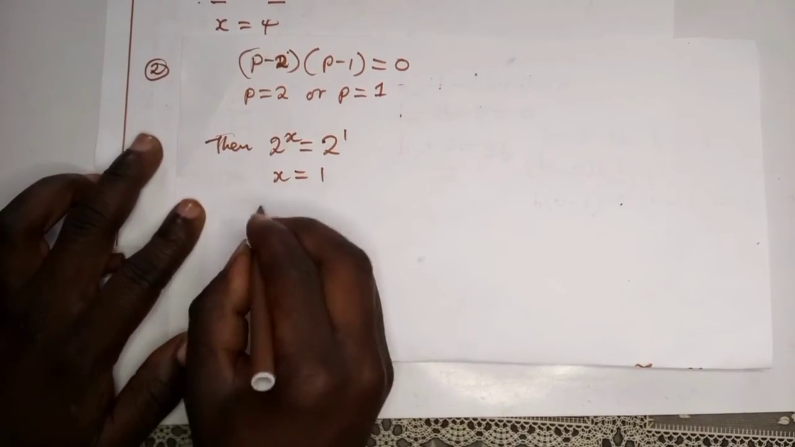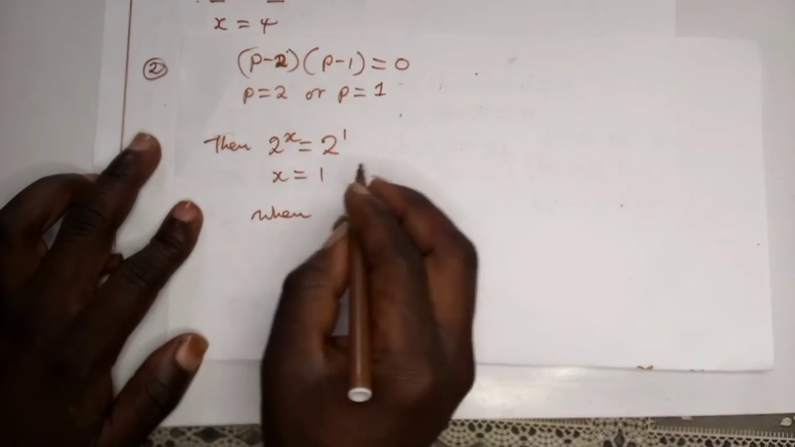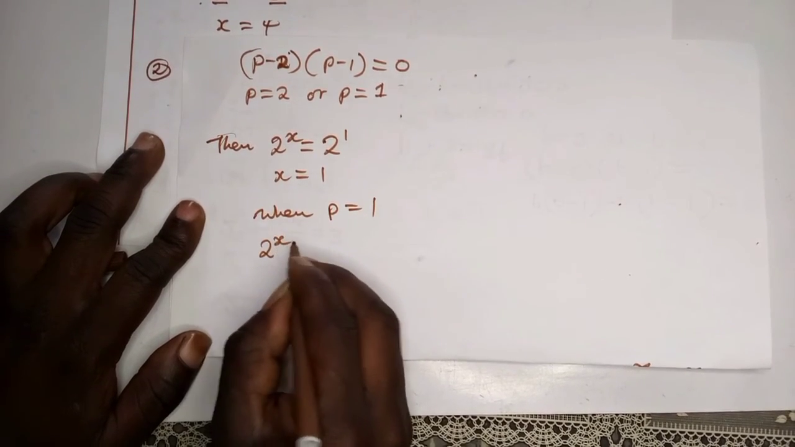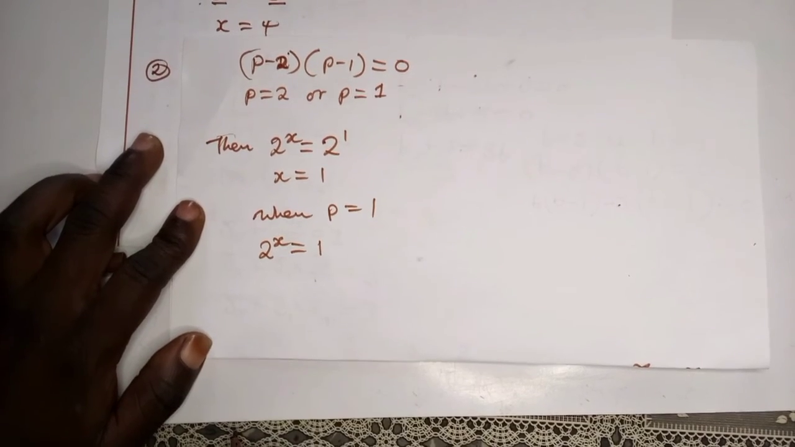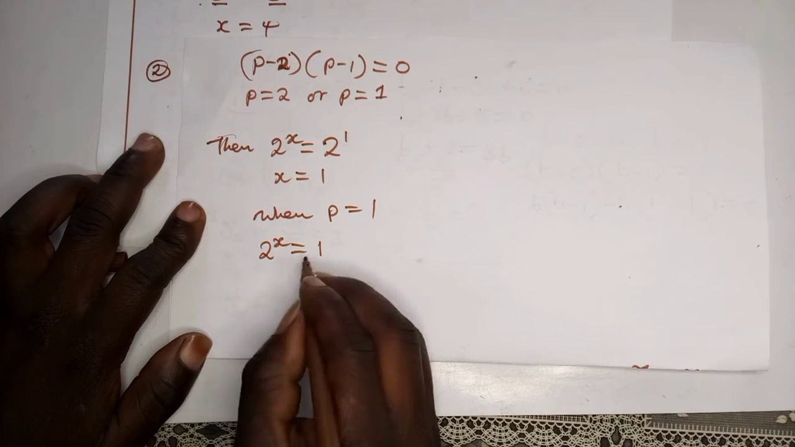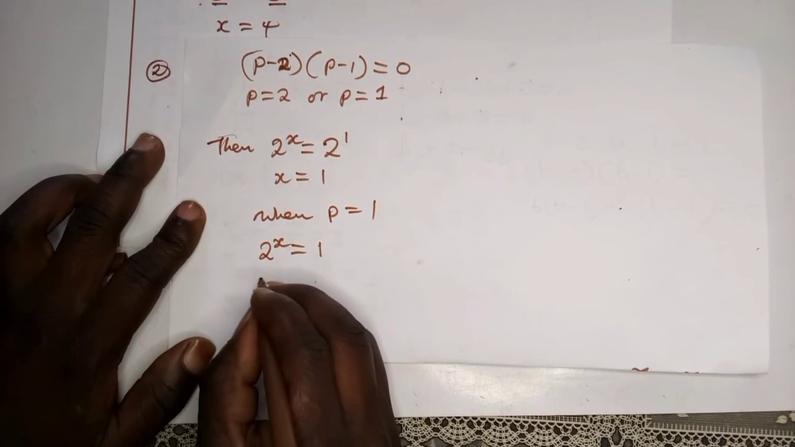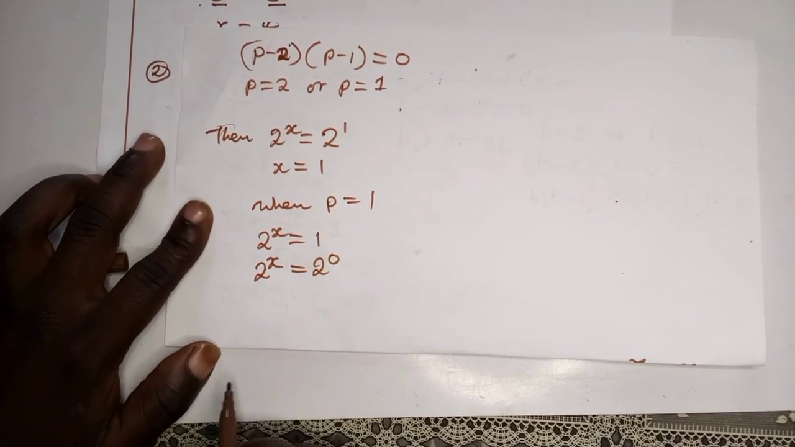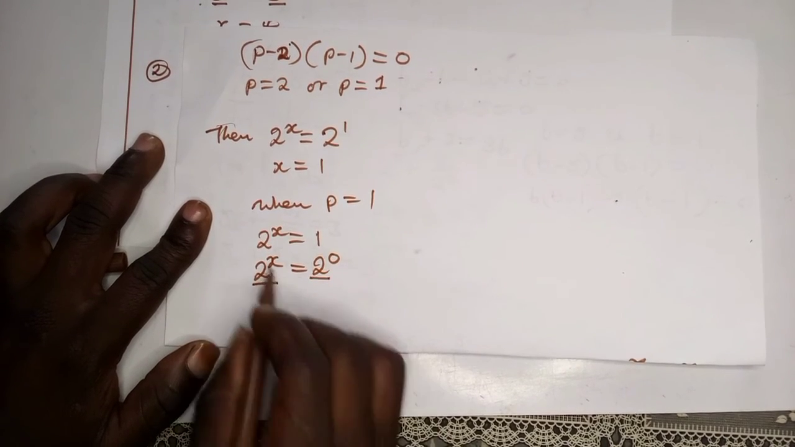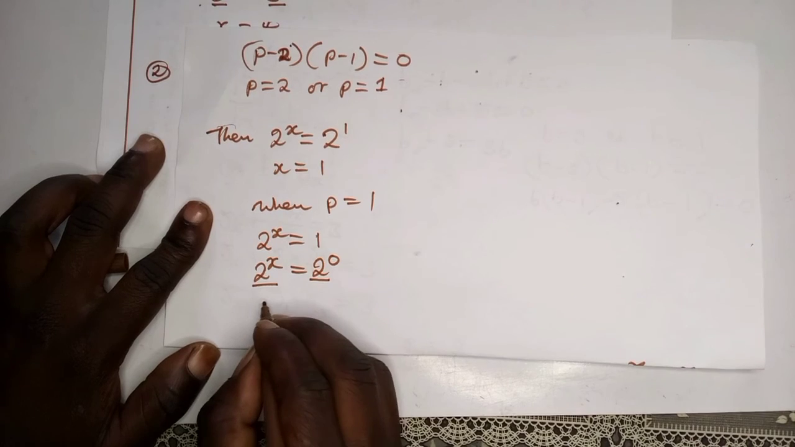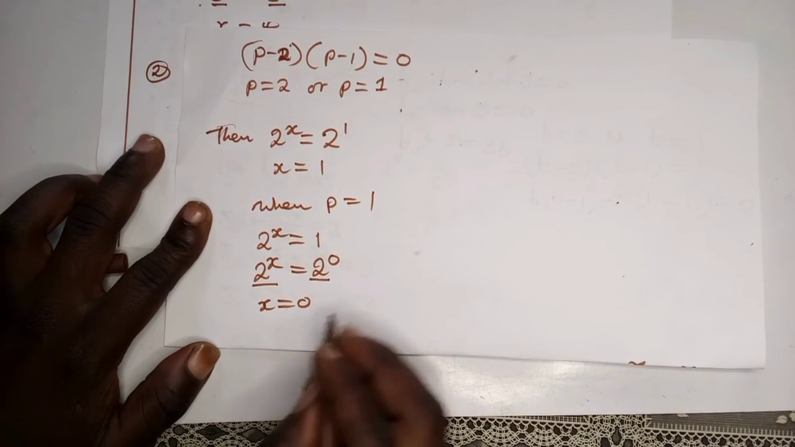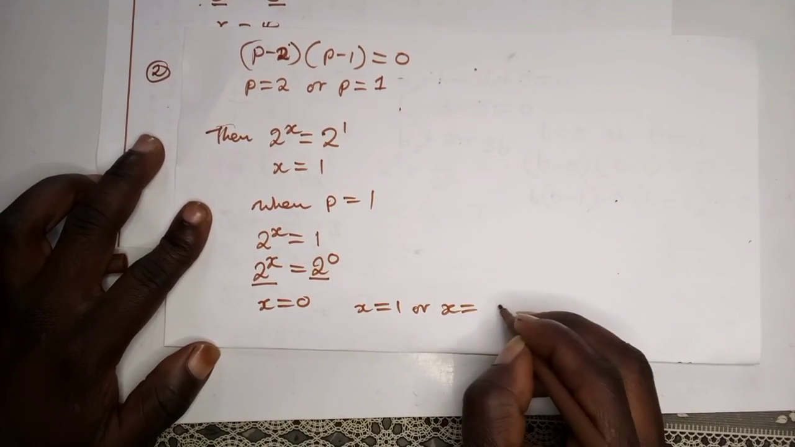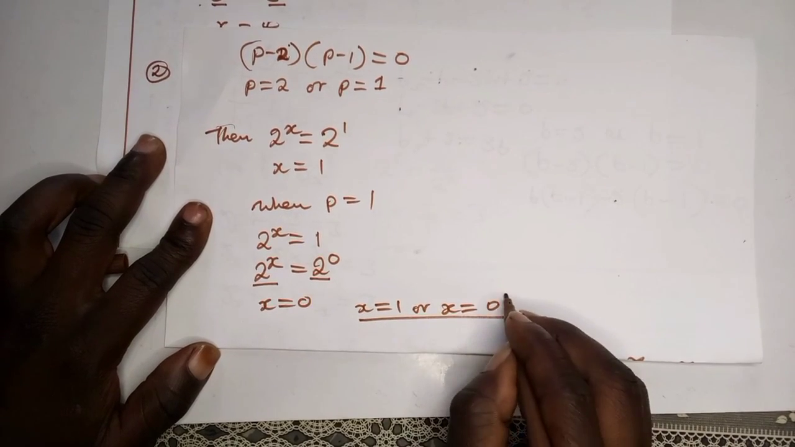When p equals 1, here we are going to have 2 power x equals 1. So we have to make the equation have the same base, in which it will be 2 power x equals 2 power 0, because any number to the power 0 is 1. So here we have the same base, so we equate the powers, in which it will be x equals 0. So here we have two answers, x equals 1 or x equals 0. This is our two answers.